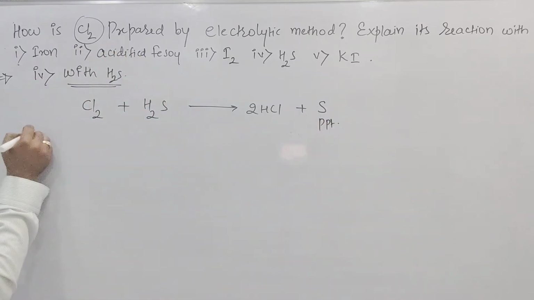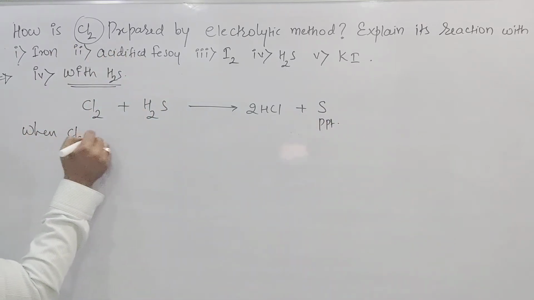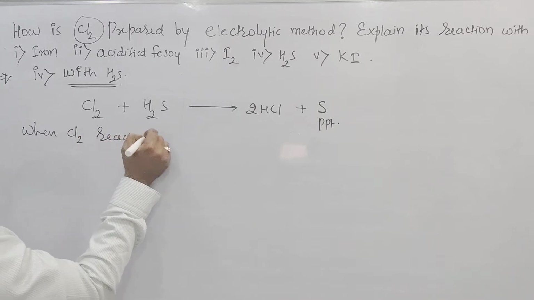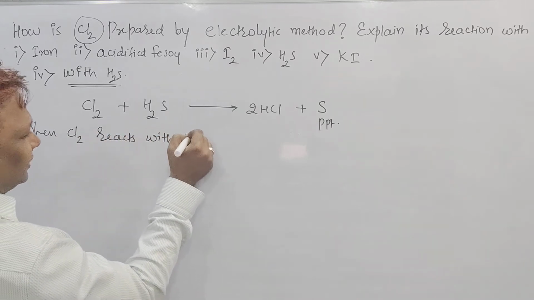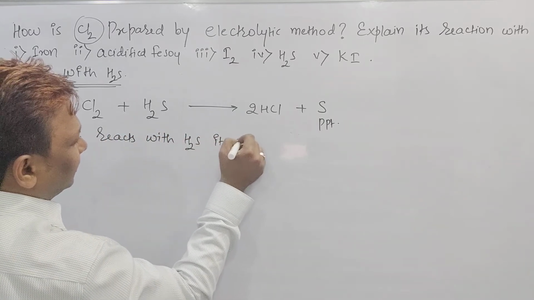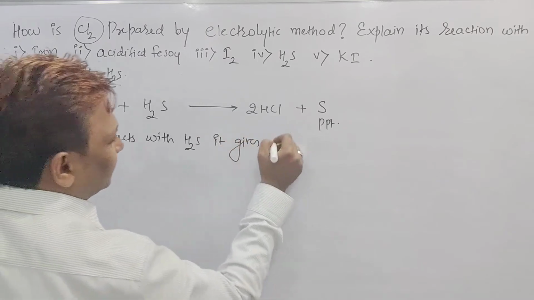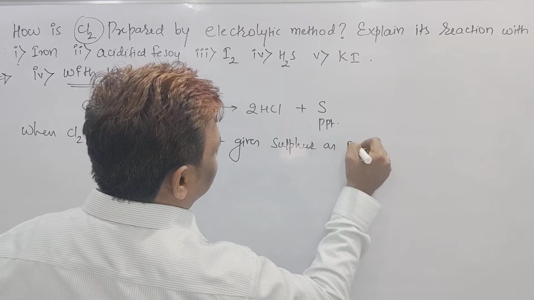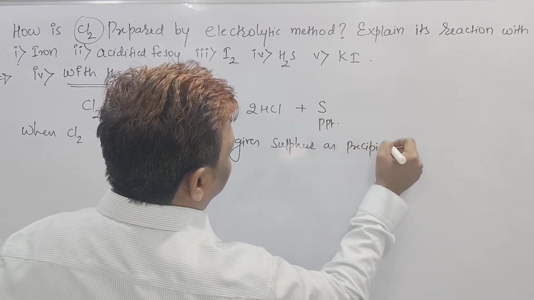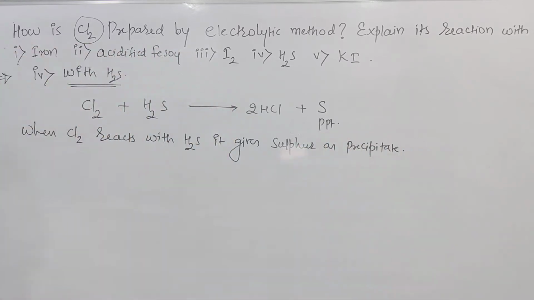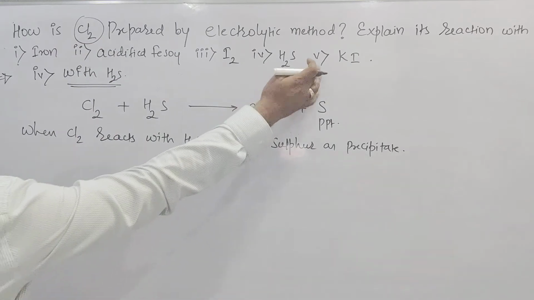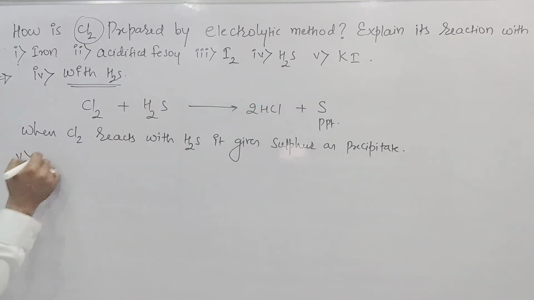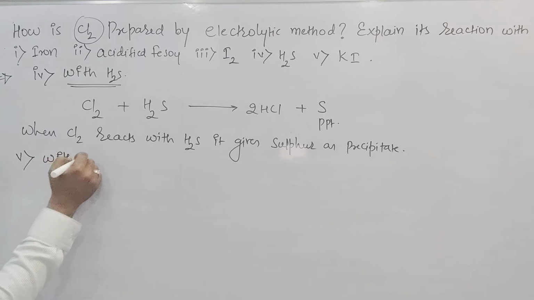How to write the reaction, sir? When Cl2 reacts with H2S, it gives sulfur as a precipitate, right?